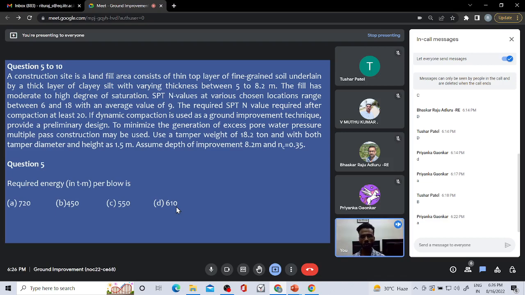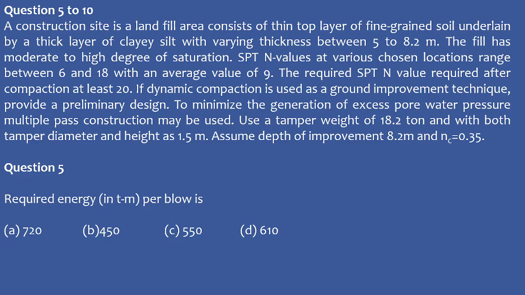Tushar, you may want to tell how you solved that, just a brief overview. We have the formula Di is equal to Nc times square root of W T into H D. So this W T into H D is the required energy per blow. So it is simply Di by Nc, squared. Yeah, Tushar, that is the approach. Thanks for that. So the answer is C, it's 550.